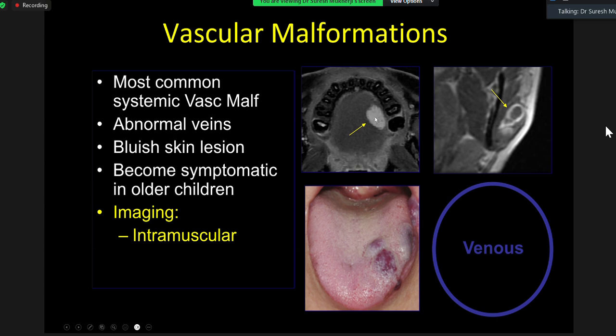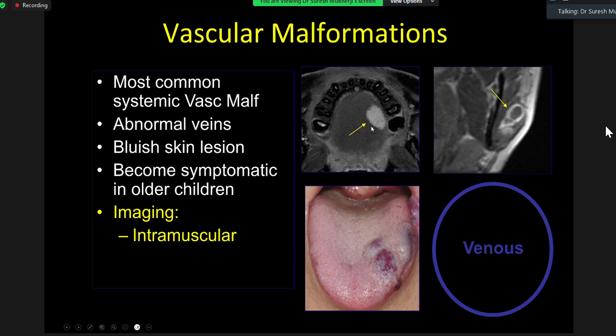Now, the thing about vascular malformations is, what are the imaging findings? The imaging findings, first of all, is that these lesions tend to be intramuscular, and they can actually enlarge when you sometimes do different maneuvers. So for instance, if you increased your intraoral pressure, or if you held your breath, you can actually get these lesions to enlarge. So clinically, they can be obvious.